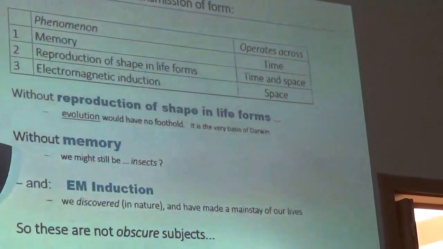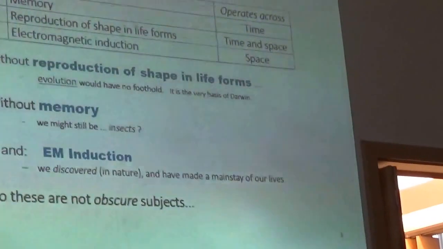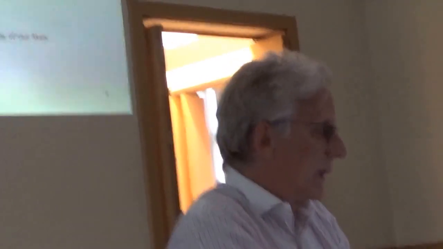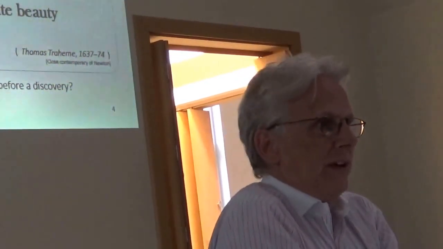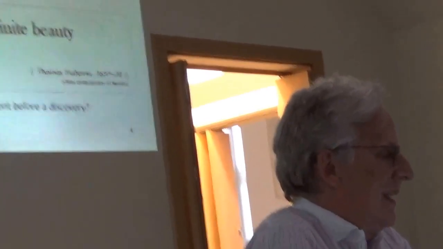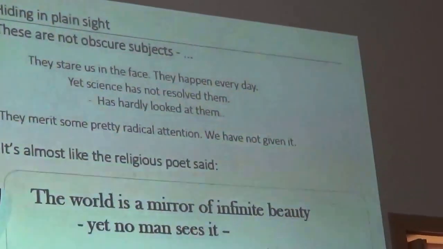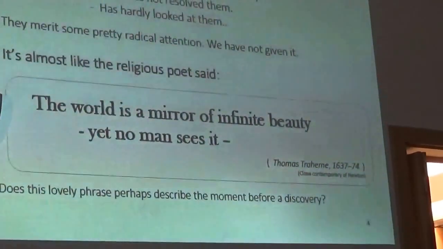Reproduction of shape in life forms. Without it, evolution would not exist. It's the very basis of Darwin. We wouldn't be here. Without memory, we might still be insects. We've got these things called brains that are stuck onto us. And electromagnetic induction is a sort of extra on the cake that we've made into a mainstay of our lives. Anyway, these are not obscure subjects. They're not out-of-the-way things. They're looking us in the face every day. They stare us in the face, yet science has never really resolved them. It has hardly looked at them, looked at memory, looked at why that leaf is the same as the one of the previous generation. They merit some pretty radical attention.